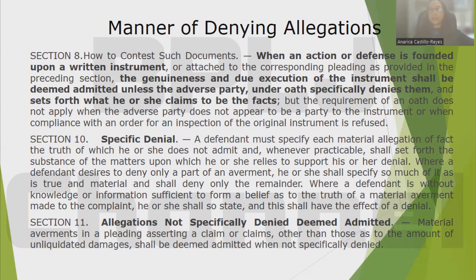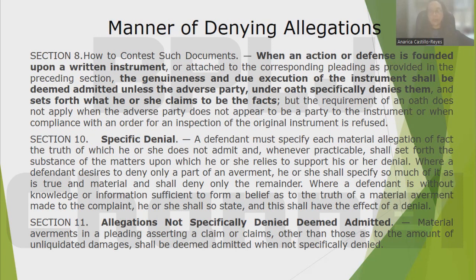Where a defendant is without knowledge or information sufficient to form a belief as to the truth of a material averment, he shall state, and this shall have the effect of a denial. Okay. With respect to matters which you have no personal knowledge or which are only within the knowledge of the other party, you can make a disavowal of knowledge. Okay? And that would be sufficient and considered as a specific denial.